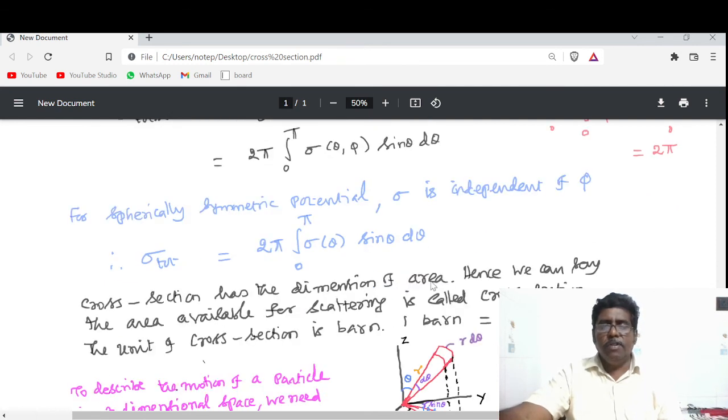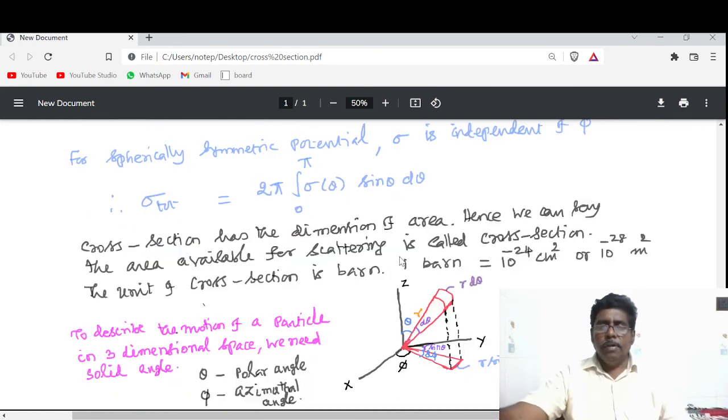Cross section has the dimension of area, hence we can say the area available for scattering is called cross section. The unit of cross section is barn. One barn is equal to 10 power minus 24 centimeter square or 10 power minus 28 meter square, because to convert centimeter into meter, we have to multiply by 10 power minus 2. Here it is centimeter square, so to convert into meter square, we have to multiply by 10 power minus 4. Therefore, 1 barn is equal to 10 power minus 24 centimeter square or 10 power minus 28 meter square. In this way, we have arrived at an expression for total scattering cross section.